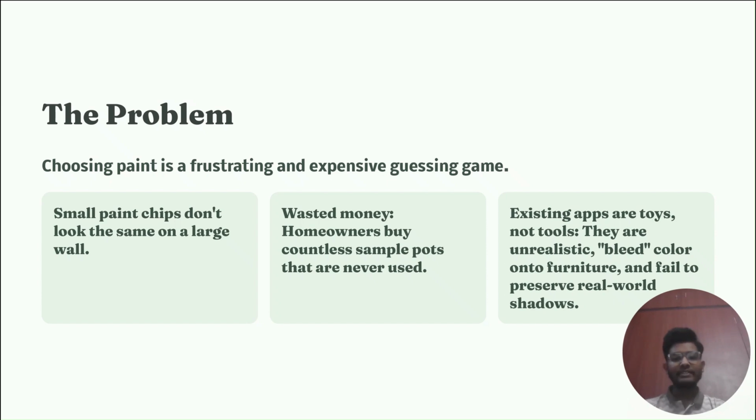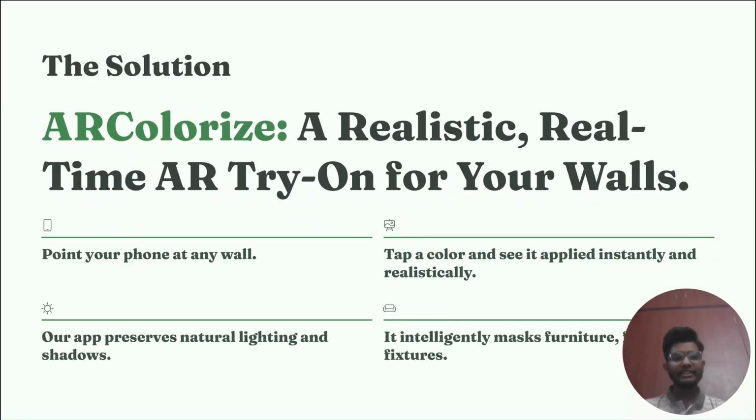Existing apps are toys, but our tool is not like that. They are unrealistic, bleed color onto furniture and fail to preserve your real-world shadows. But our app preserves the real-world experience without any delays or lag. The solution is AR Colorize, a realistic real-time AR try-on for your walls.